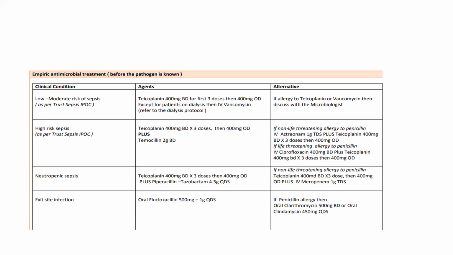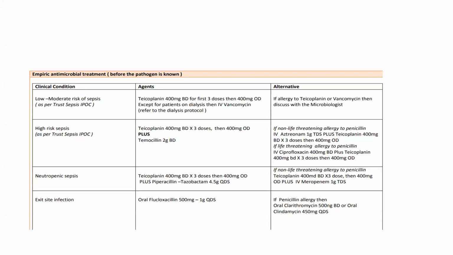So this is the table which shows the empirical therapy that should be started. If it is low and moderate risk sepsis, then we should start with teicoplanin 400 mg BD for 3 doses, then 400 mg OD, except for patients on dialysis, then IV vancomycin. Alternative, if allergic to teicoplanin and vancomycin. Then for high risk patients, teicoplanin 400 mg BD for 3 doses, then 400 mg OD plus temocillin.